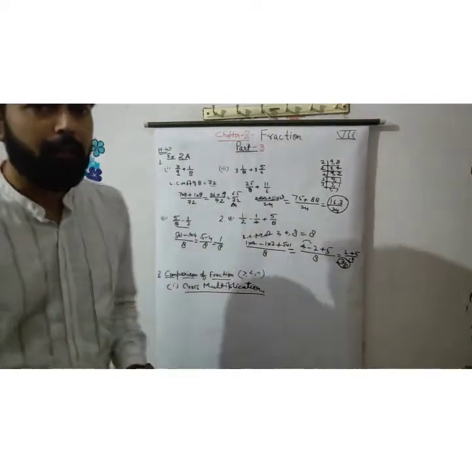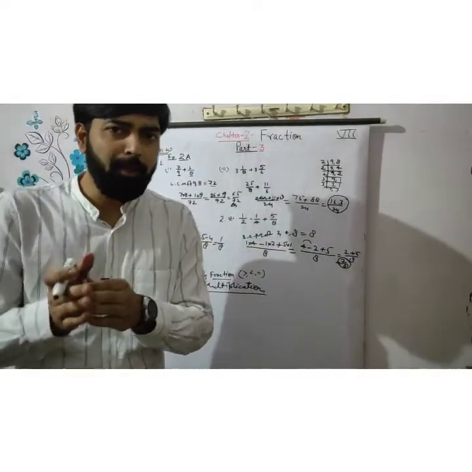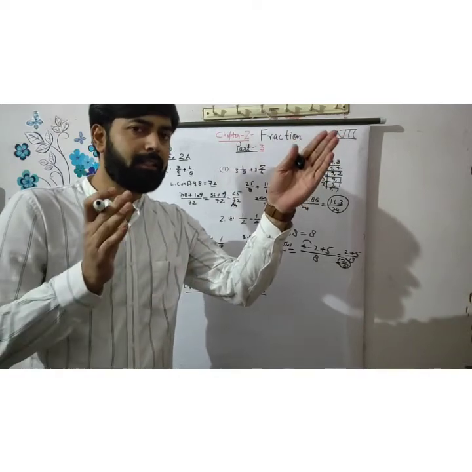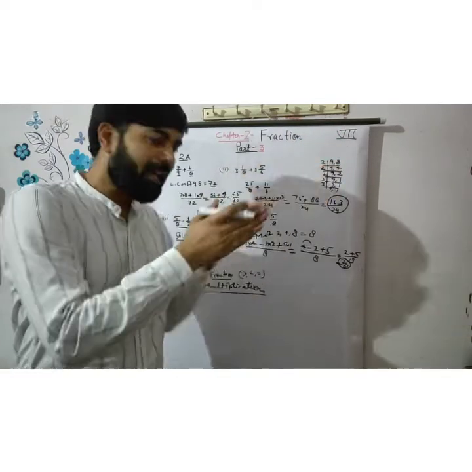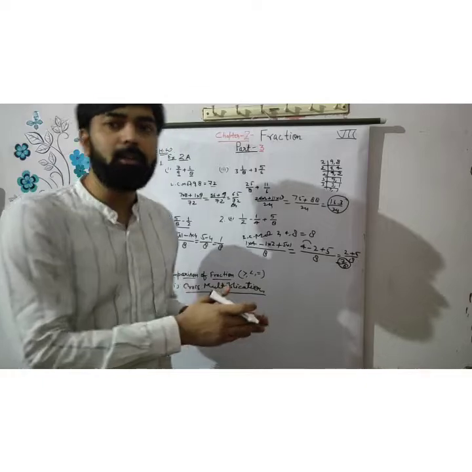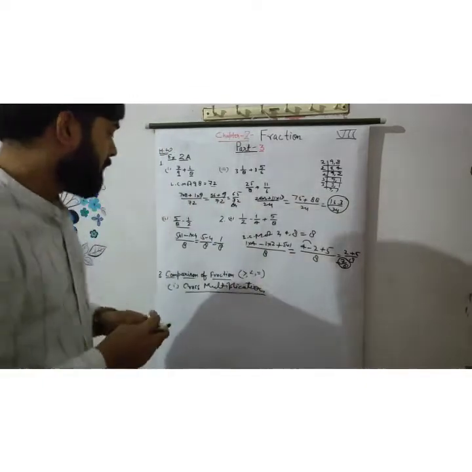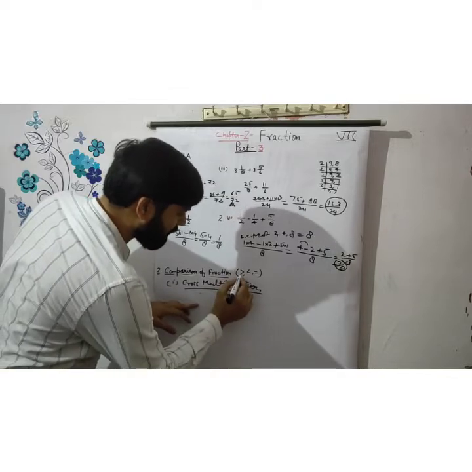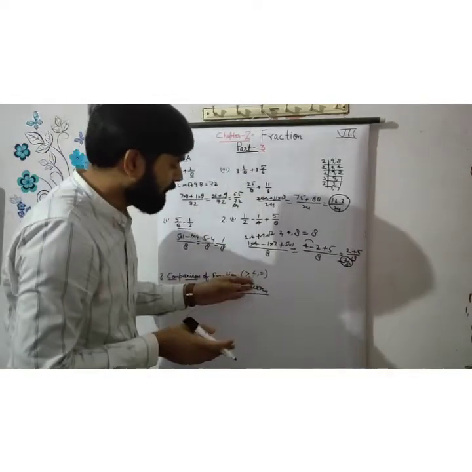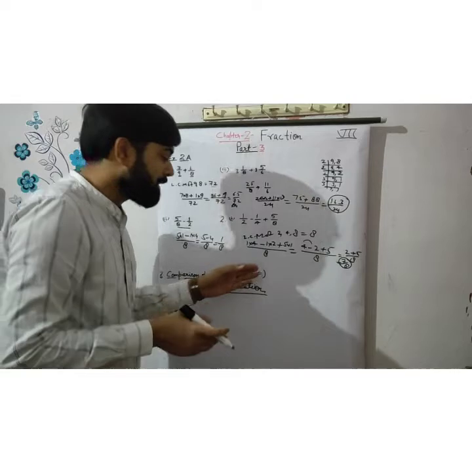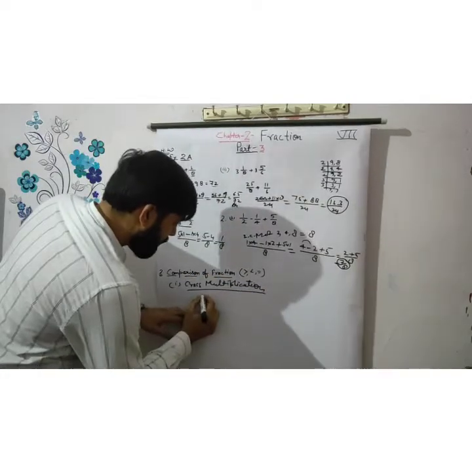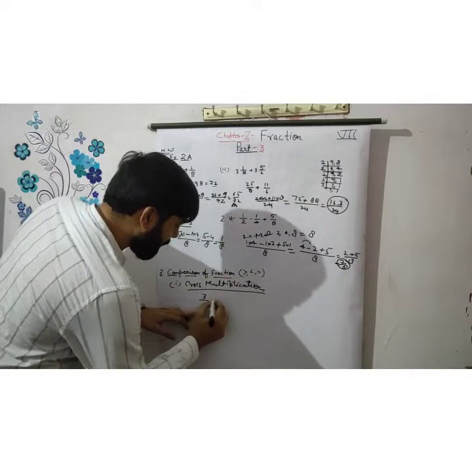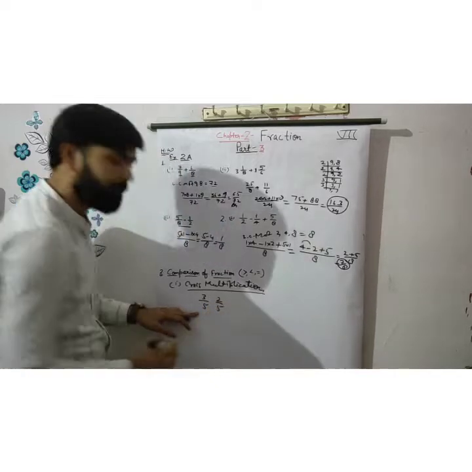In this method, we multiply the second denominator to the first numerator, and the first denominator to the second numerator. Suppose here are some fractions, and this is the symbol used for comparison of fractions: less than, greater than and equal. Here 3 upon 5 and 2 upon 5 are given.